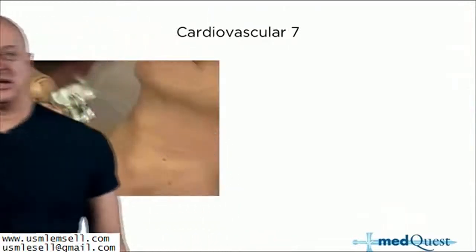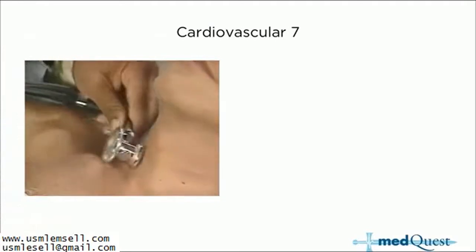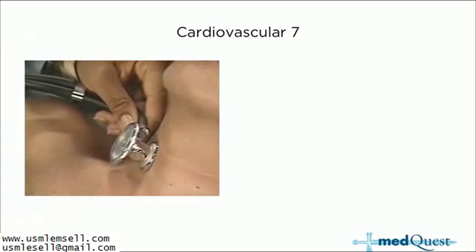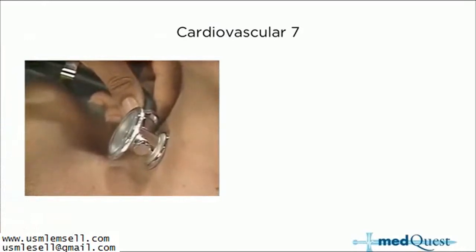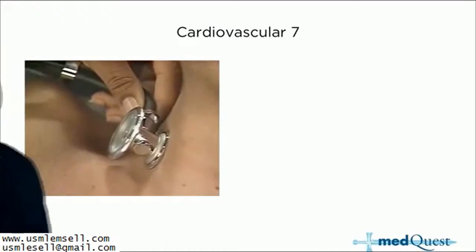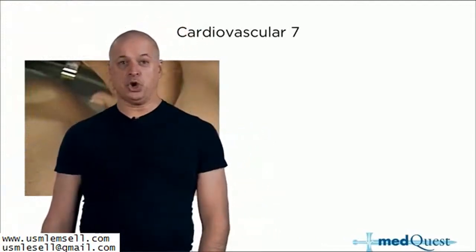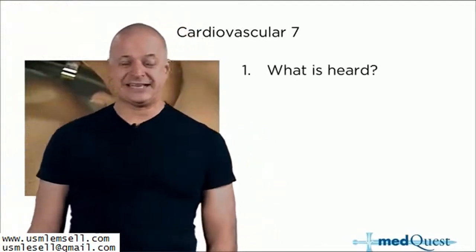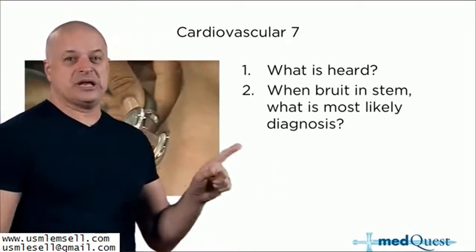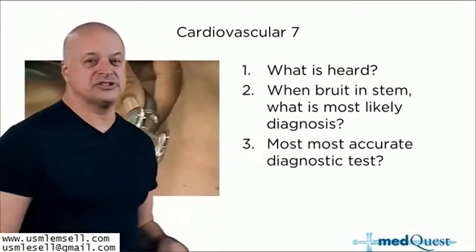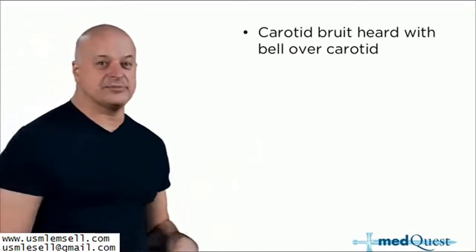Next one. Let's see, what do you see? What's the difference between saying a noise and a bruit? Well, everything is sexier in French. It's the bruit in the carotid artery. And when the bruit is in the neck, you're thinking of carotid artery stenosis. The most accurate test, see how we're repeating? It's a vascular structure, so angiogram is the most accurate test.